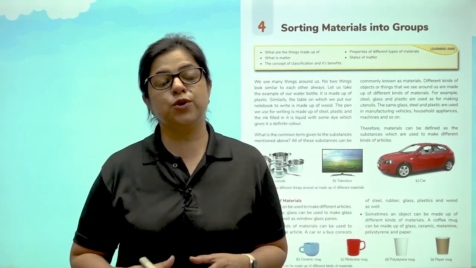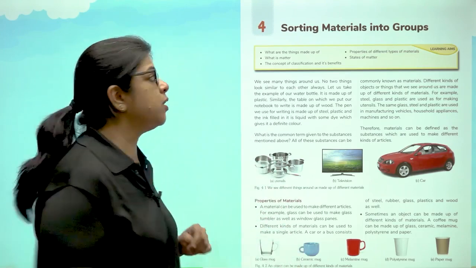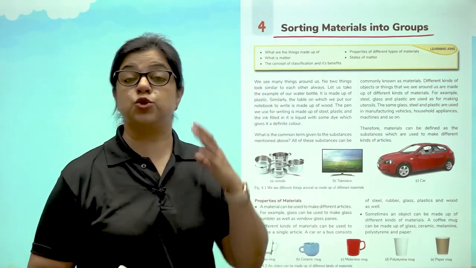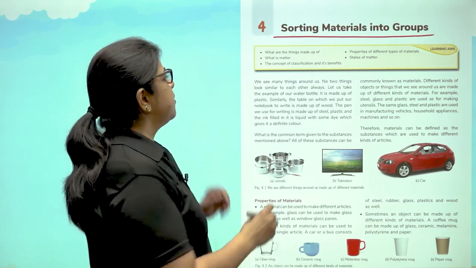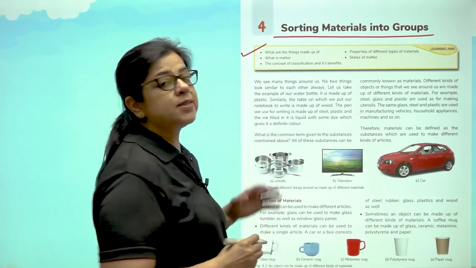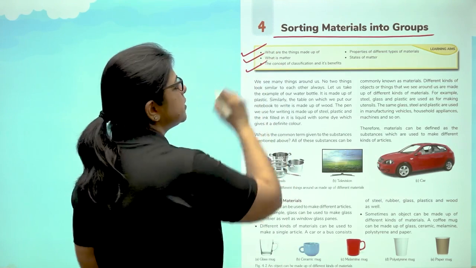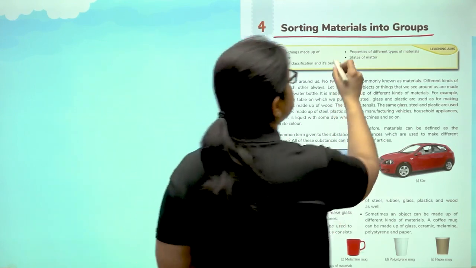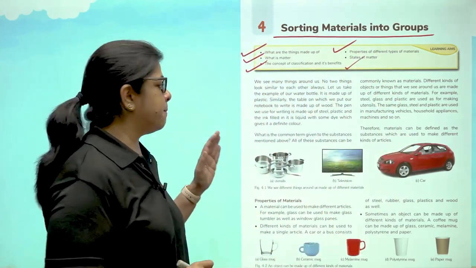And you know what we are going to do today? We are going to understand in chapter number 4 how we can sort these different materials, substances, objects into groups. But before that, we are going to understand what are things made up of. What is matter? The concept of classification and its benefit. Properties of different types of materials and state of matter.